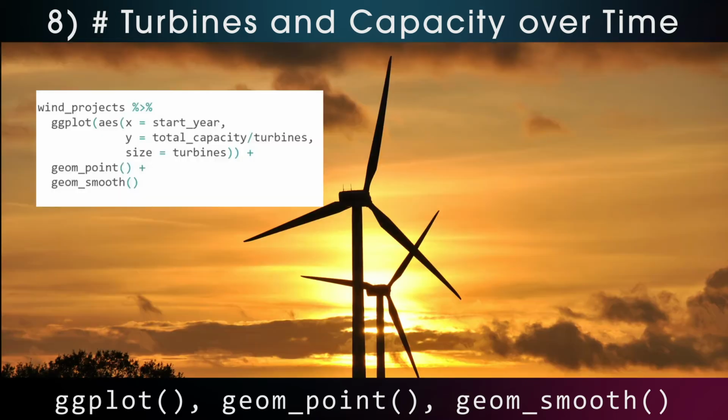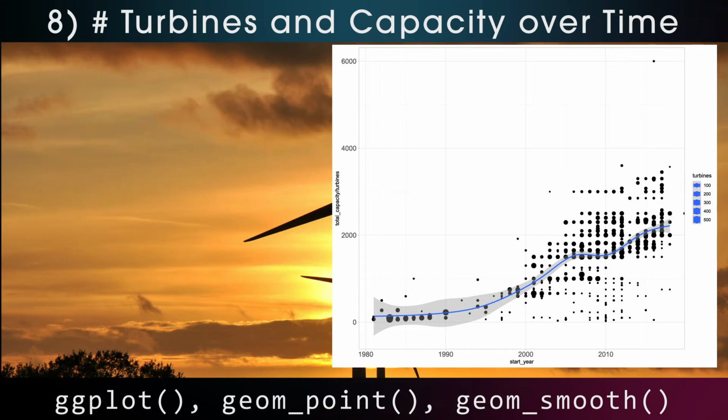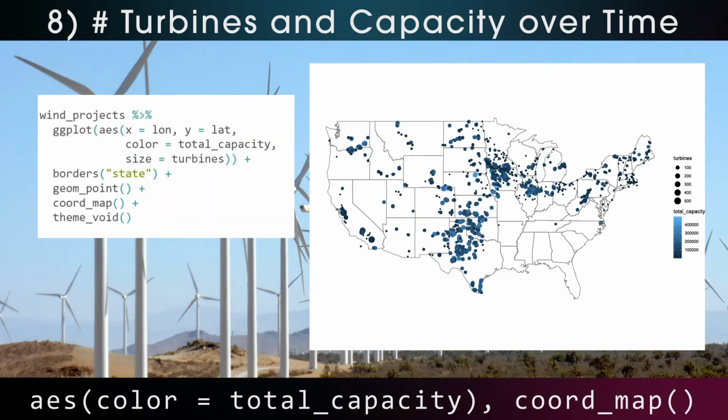When we divide the total capacity of the project by its turbine number, we can see how capacity increased over the years. Because we specified size in the aesthetics mapping function of ggplot, we get different circle sizes depending on the number of turbines per project. As you can see, after 2005, most new turbines had around 2000 kilowatt capacity, which then increased even more after 2010. We can put this information on a map with the brighter color representing projects with more total capacity and the circle size representing the number of turbines per project.